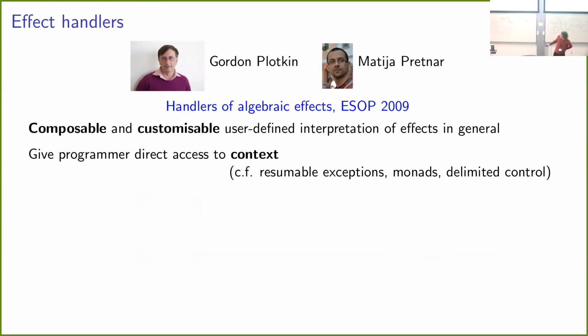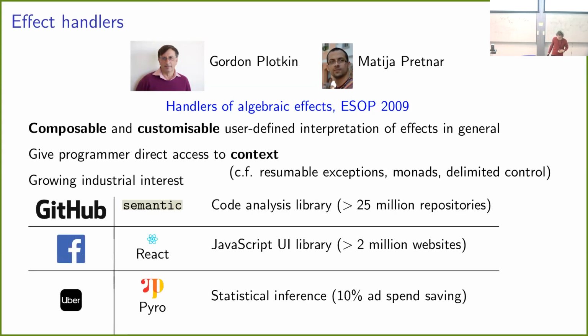The important tool that handlers provide in order to be able to do this in a very general way is they give you first-class access to the context itself. Again, I'll explain what that means when we get to the examples. But if you're familiar with other things like resumable exceptions or monads or delimited control, these all have this same feature. And you can think of the interactions we're having as being between the computation you write and this context.